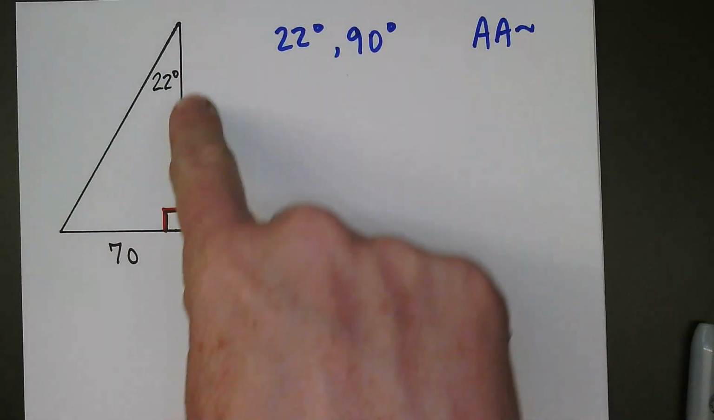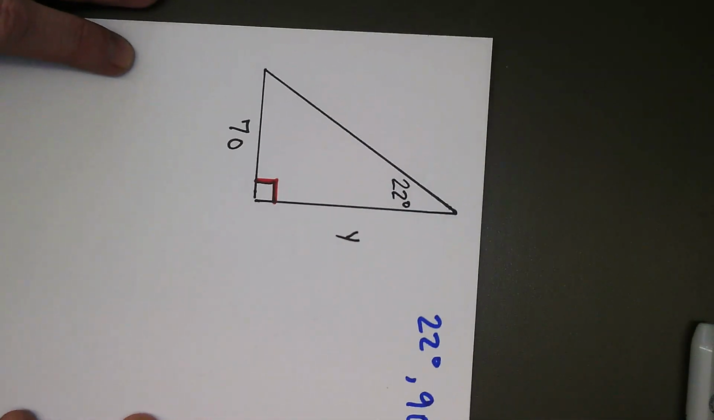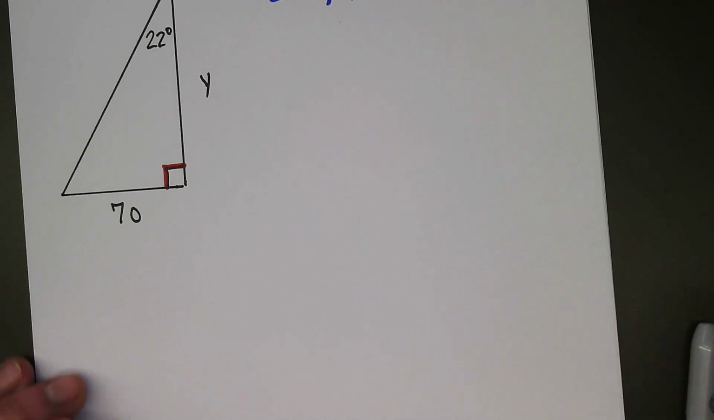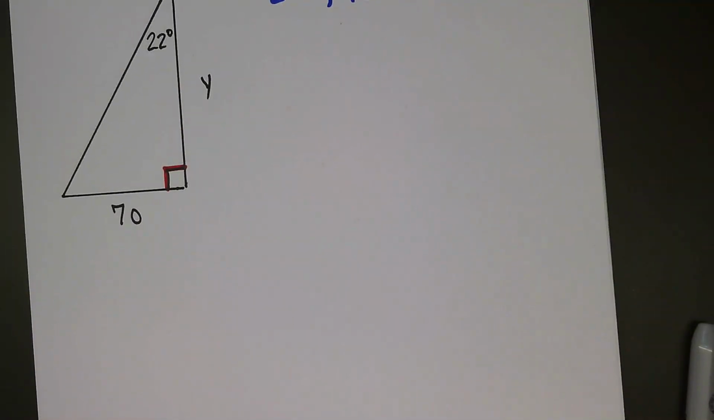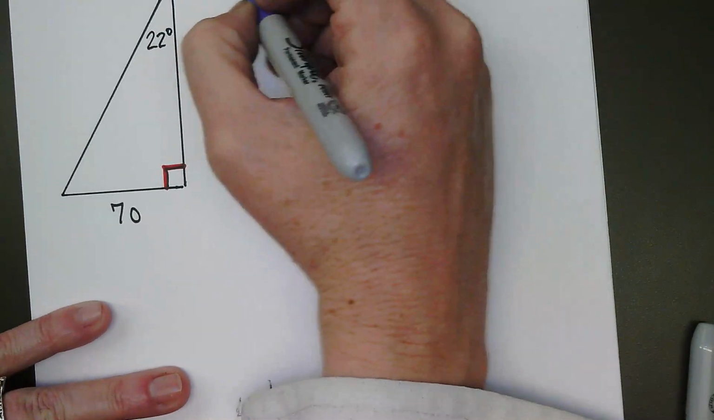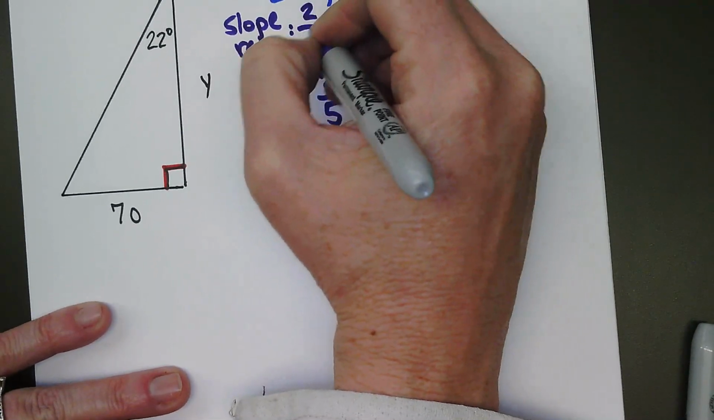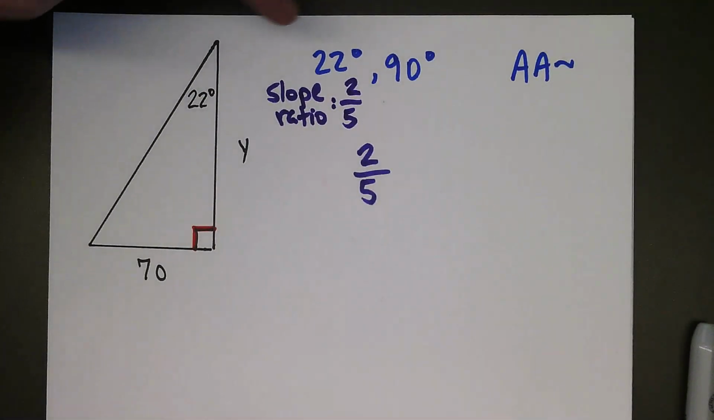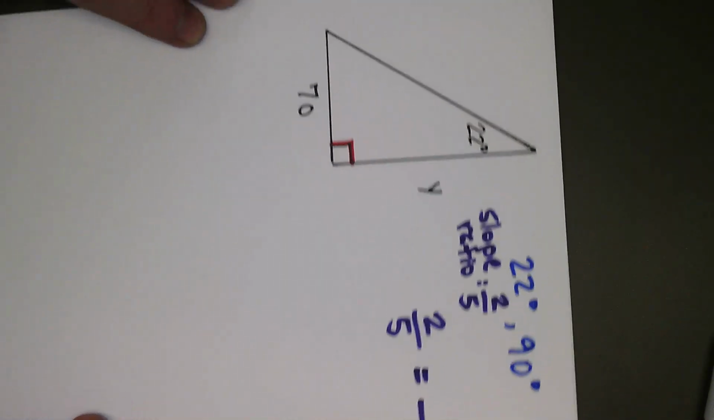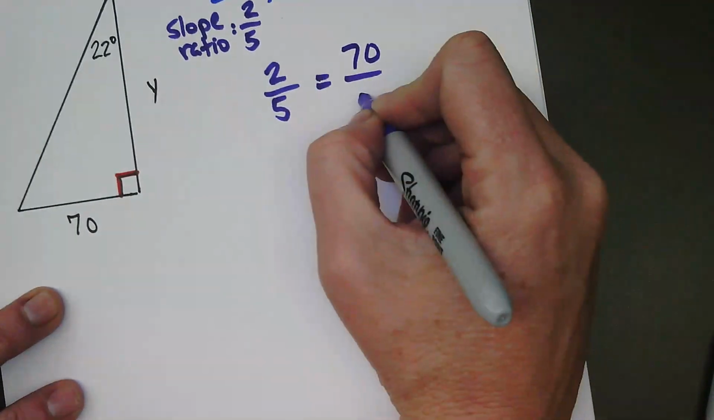So I could use here the slope ratio. Now it's a little bit different here because the 22-degree angle is not set up as a slope ratio here. If we turned it this way, this looks a little bit more like rise over run. So I could take my slope ratio for 22 degrees, which is 2/5. So I'm going to steal that information, 2/5, and maybe I'll write that over here. That's the slope ratio. For the 22-degree angle, the slope ratio is 2/5. So that's going to get set equal to the ratio that I see when I look at this in terms of a 22-degree angle as a rise and a run, 70/y. So that would be equal to 70/y.